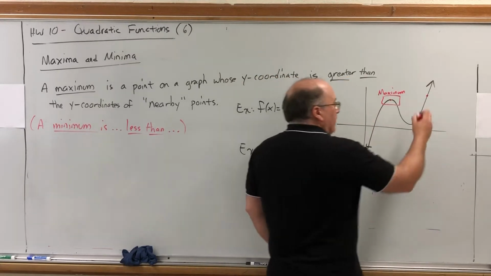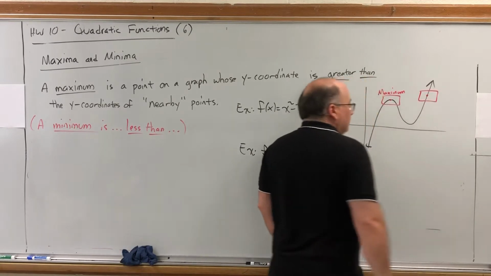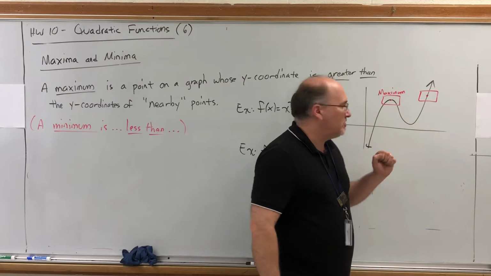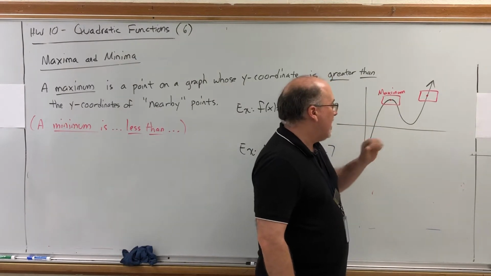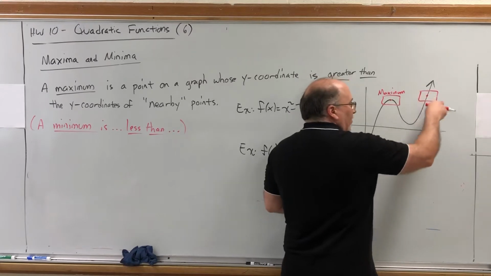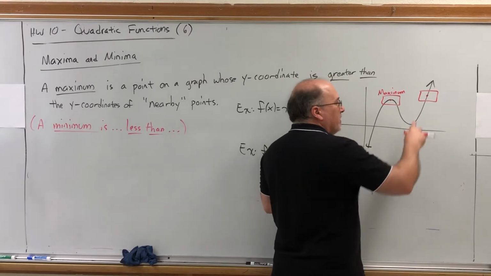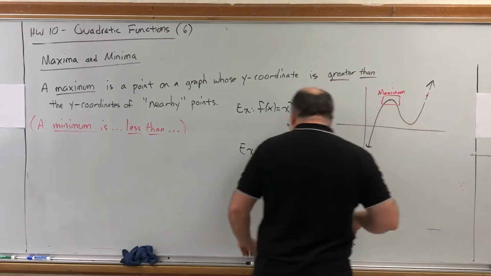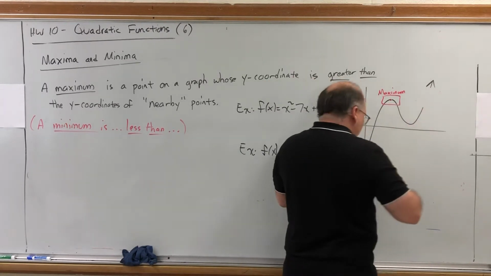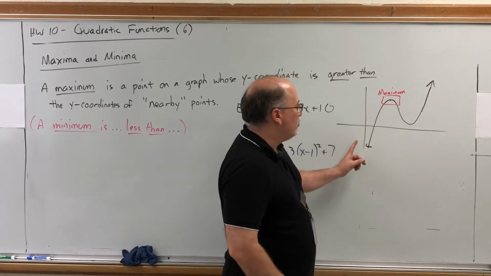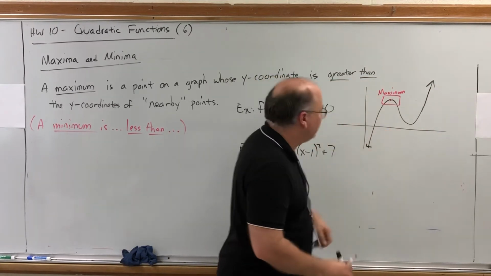Is this point a maximum? No, because if you look nearby it, it is not the highest y-coordinate in that box, no matter how small you make that box. As long as this point is not on the boundary of the box, there will always be a higher point. There's a more technical definition involving intervals, but visually I think it's obvious what a maximum is. You could also define a maximum as a point where a graph switches from going up to going down.